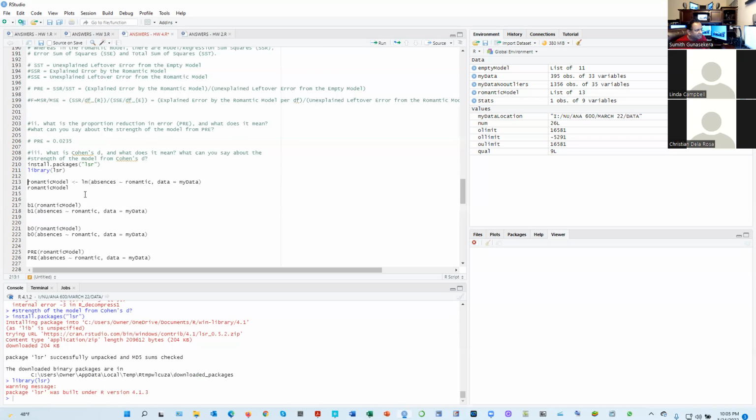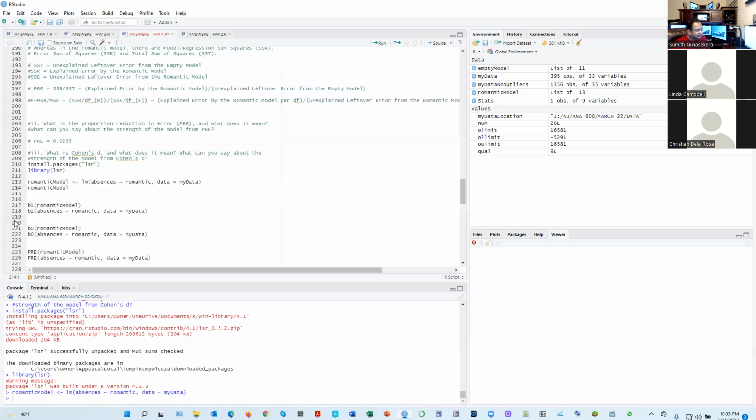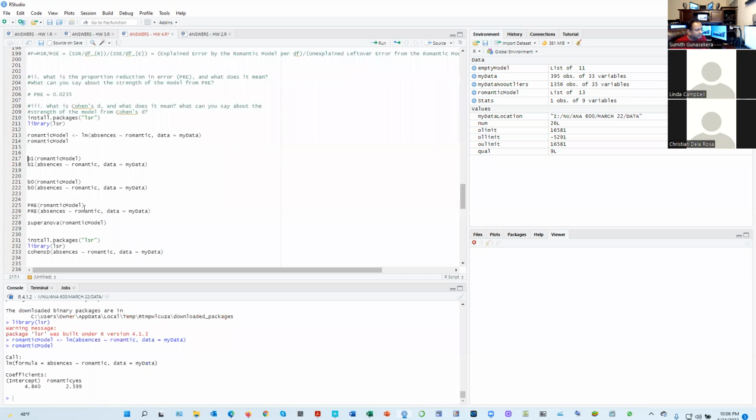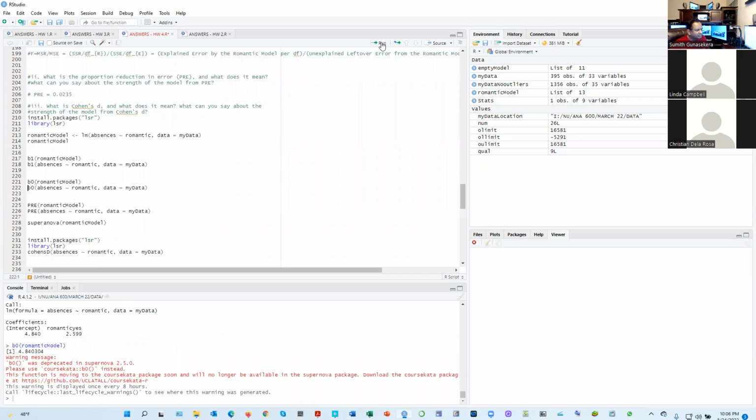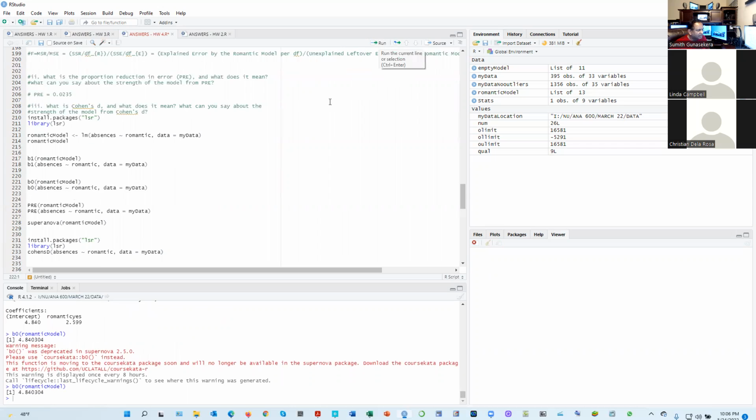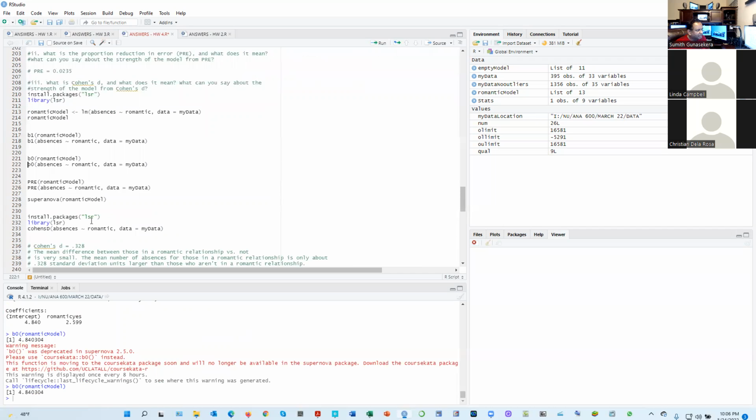I'm going to run this one, the semantic model, and B naught. If you want B naught, I'm going to run it again. If you get that message, they say it's not automatic. Another version, see this one: this function is moving to the Coscata package soon and will no longer be available in the Supernova package. It's under Supernova 2 that I have this to show you something. I don't need to do this one twice, I did that one already.